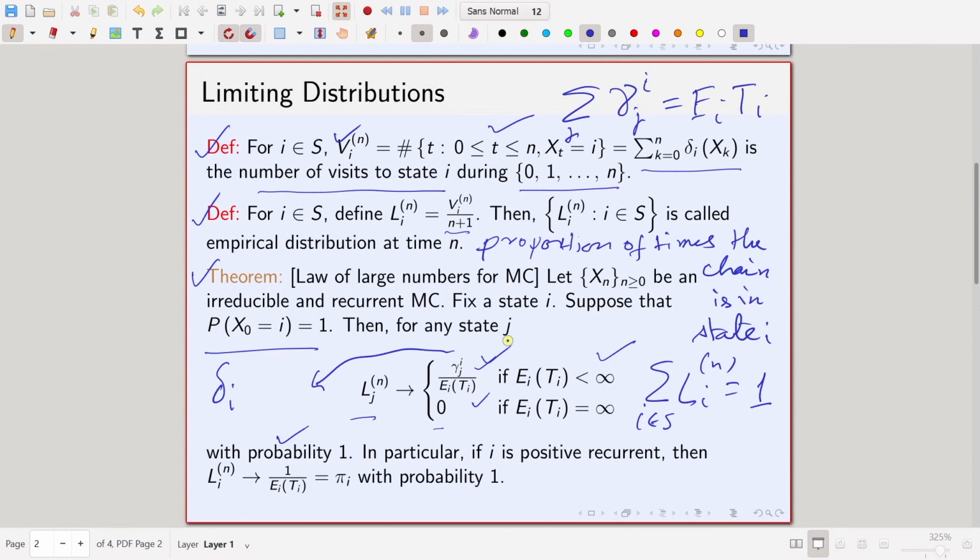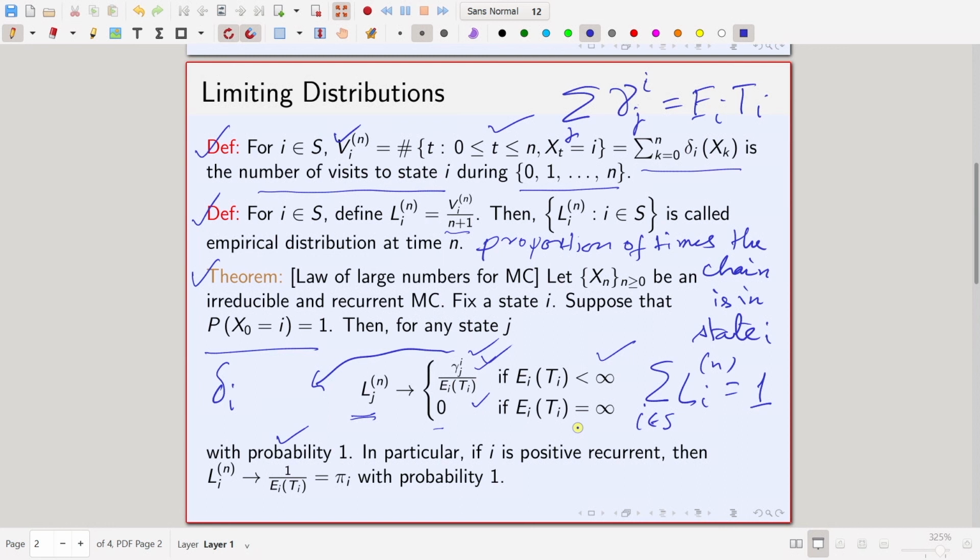Again, it is not actually for each omega. What this with probability 1 tells you is that the set of all omega for which this convergence happens has probability 1. It is possible that this convergence fails for some omega, but the probability of the set of all omegas where this convergence does not happen is equal to 0, fine. So the main thing is that this is a random variable, and for each omega it converges to this quantity. Remember this limit is actually a constant, but a constant you can think of again as a random variable. So for each omega, L_j^n of omega converges to this constant if E_i[T_i] is less than infinity, and it converges to 0 if E_i[T_i] is equal to infinity.